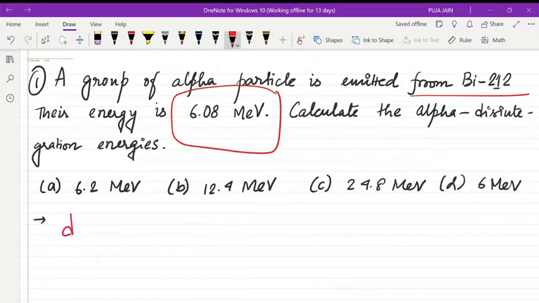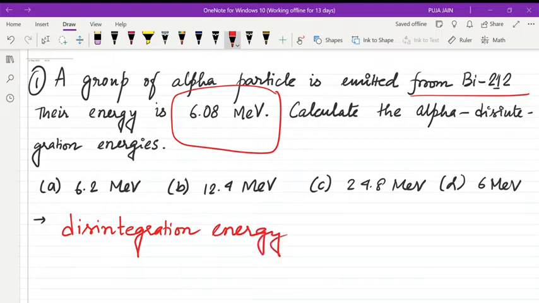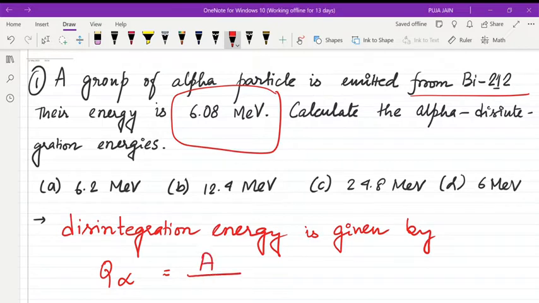Disintegration energy is given by Q alpha, and the relation of Q alpha, that is the disintegration energy, with the kinetic energy K alpha is A by A minus 4 into K alpha. This is the kinetic energy.